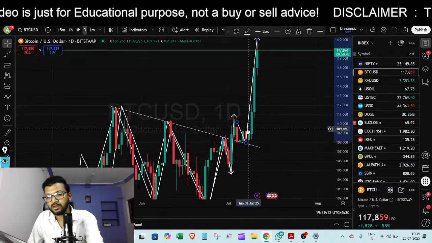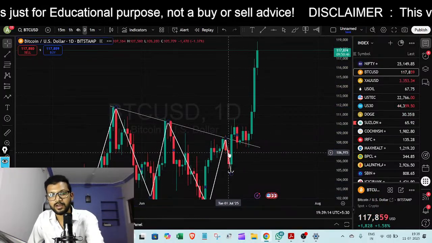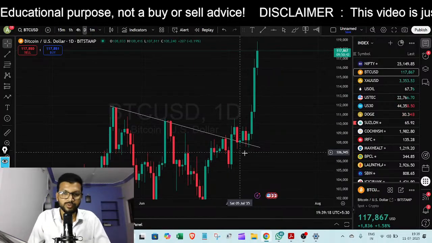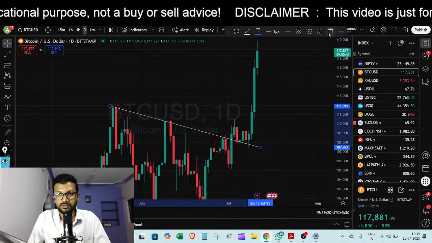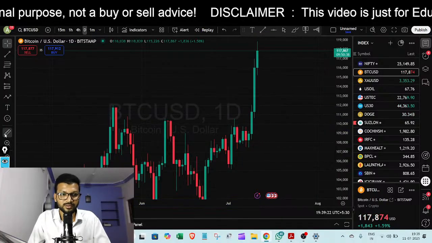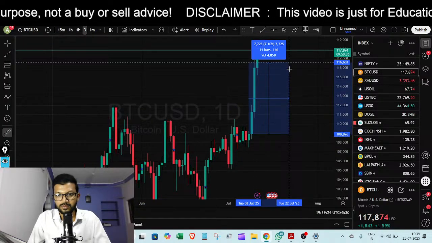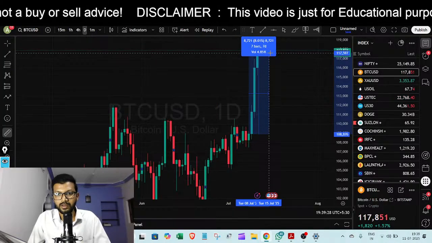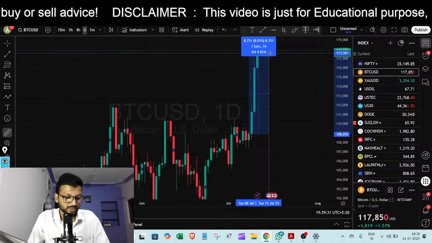If you had watched the stream 3 days back and entered at any of the retracements, and if you had held the position for long, it would have been great returns, okay. This moved around 8 or 9,000 points in BTC.